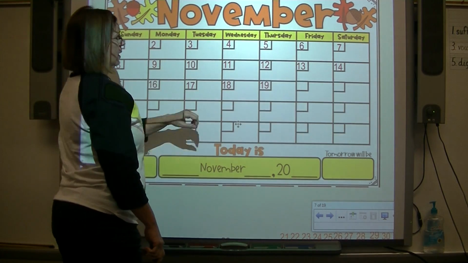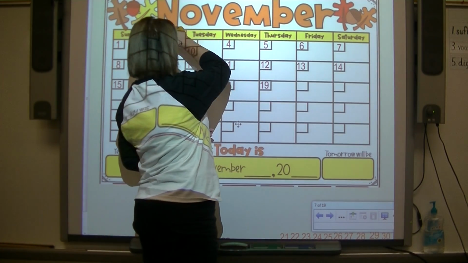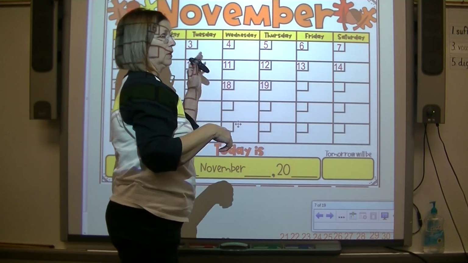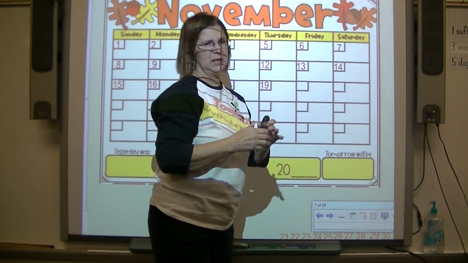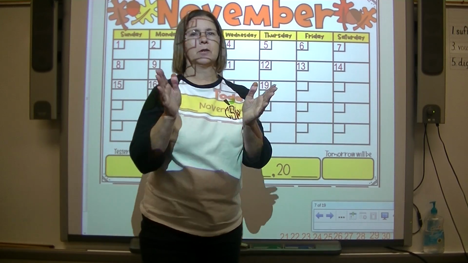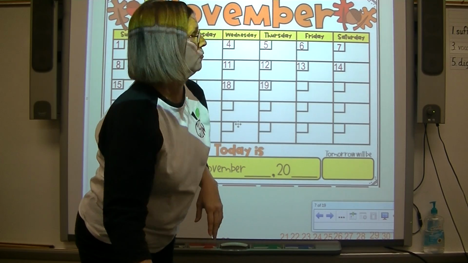All right, now I've already got today's calendar piece up. So, what's the month? Tell me what month it is. It starts with N-O. November. Let's clap it. November. 3 claps, 3 syllables. November.